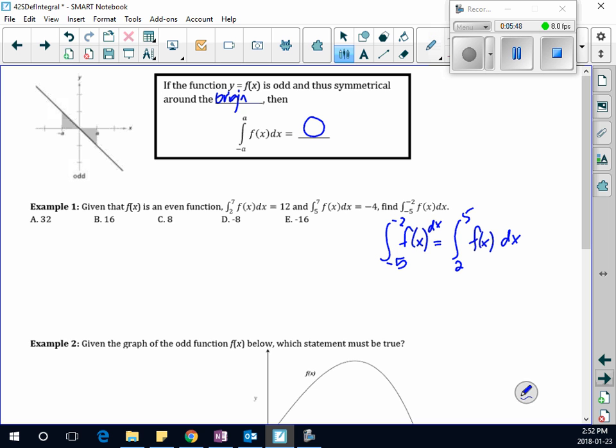So we have to build that here. Does everybody see that? We have to build that. So does everybody see? Because 2 is on the bottom, I want 2 to stay there. So 2 to 7 of f of x dx, yes?